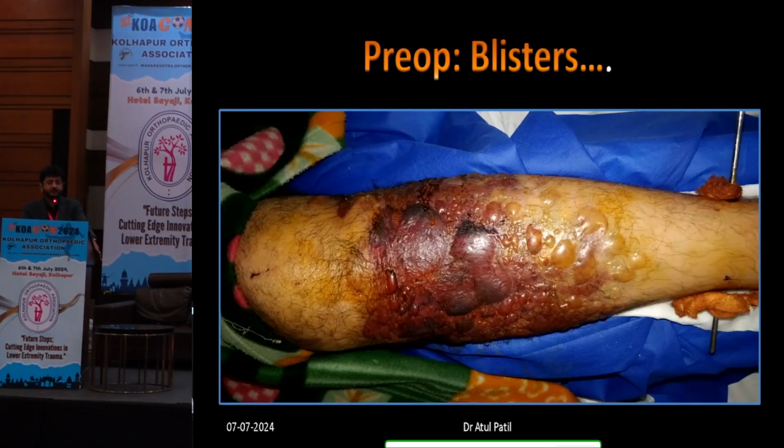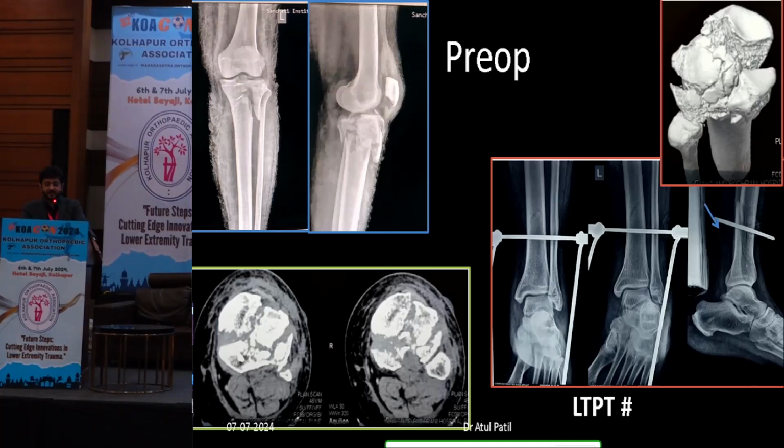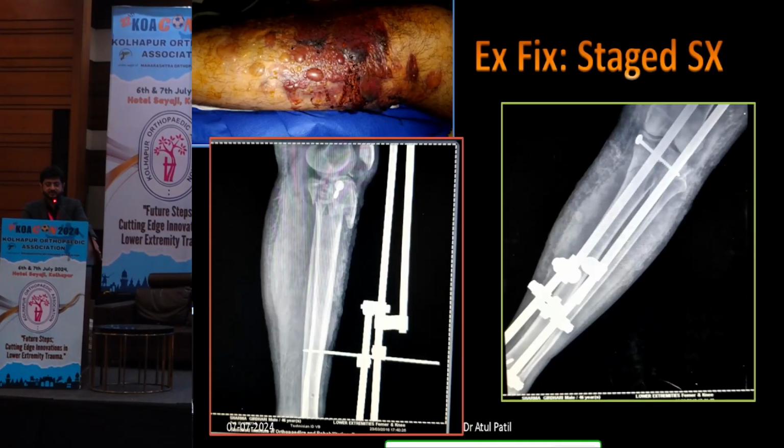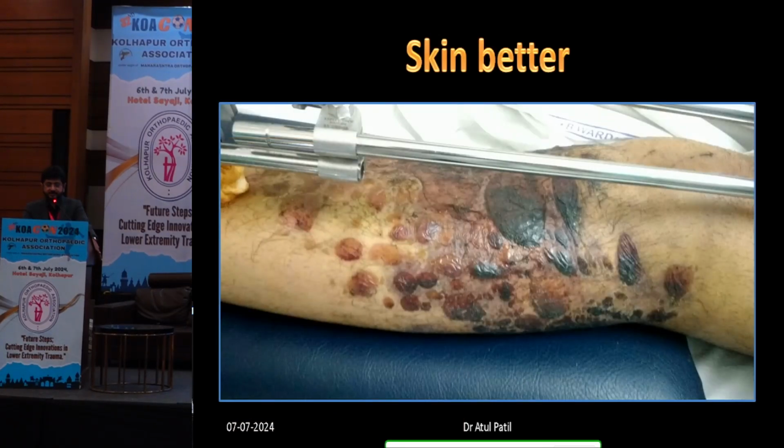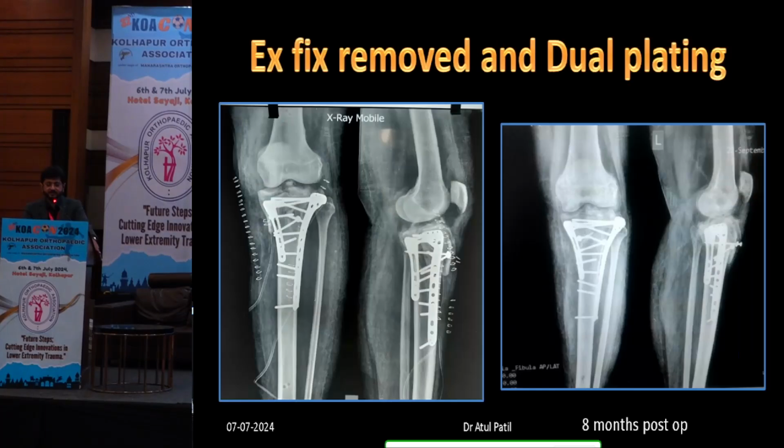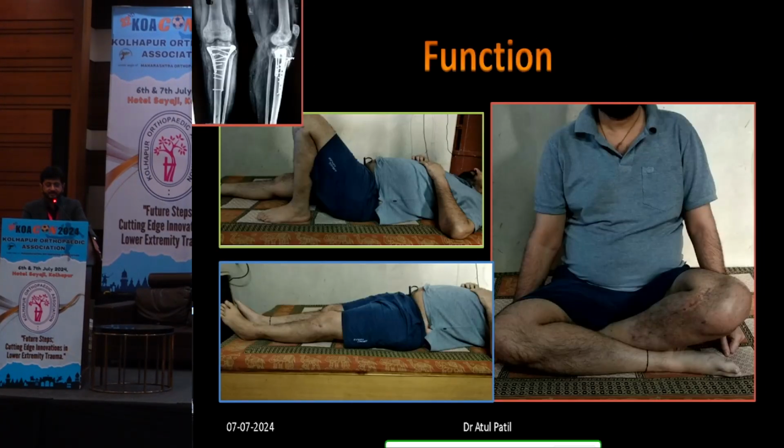You can see these types of patients which come to you, with blisters and lower tibial pin traction used. This is the X-ray, and if you see, the lower tibial pin traction has caused a fracture of the distal tibia as well. Then an external fixator was used, with percutaneous screws for the upper end tibia. The blisters started healing and healed, and then we did the posteromedial, anterolateral plating, and this patient had a good, full function recovery after the second stage surgery.